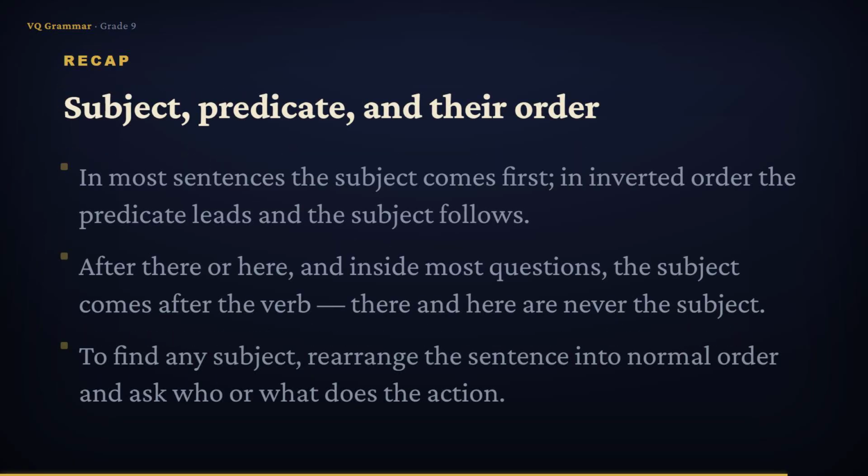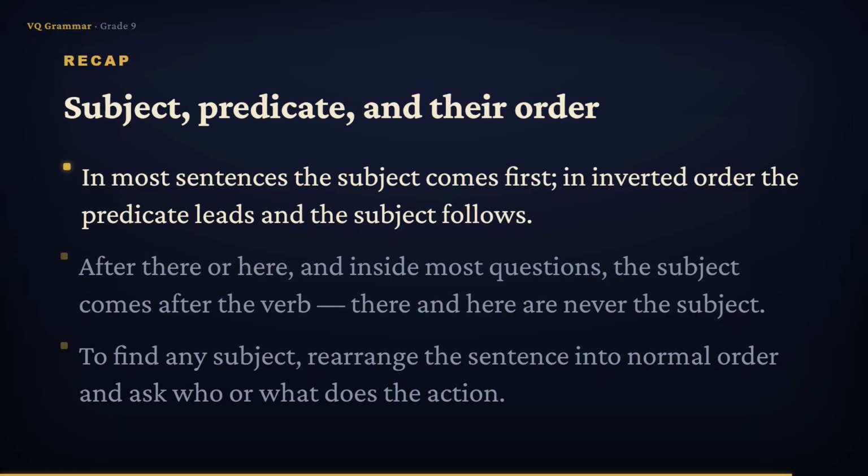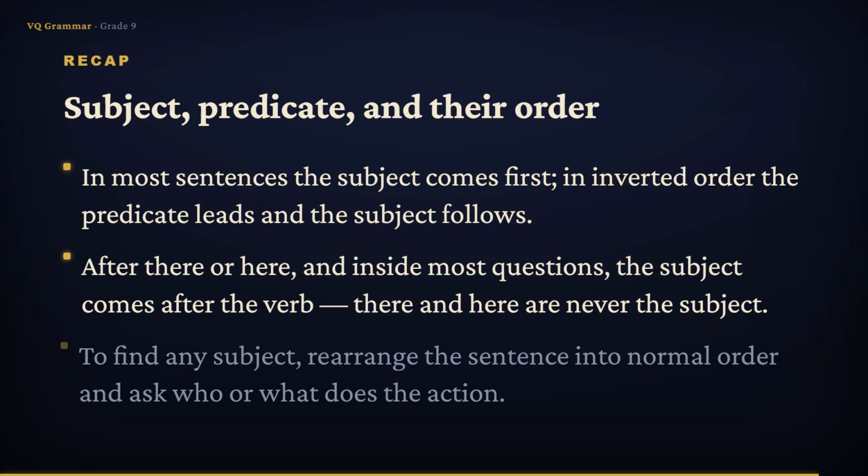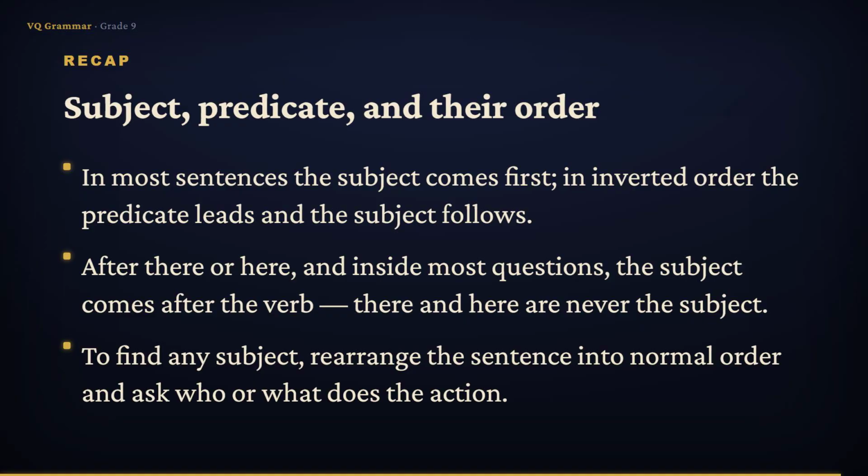Let's gather what we've learned. In most sentences, the subject comes first and the predicate follows. But writers can invert that order for variety or emphasis, putting the predicate first and the subject after it. Sentences that begin with there or here, and most questions, also place the subject after the verb. And remember, there and here are never the subject. Whenever the order throws you, do one simple thing. Rearrange the sentence into normal order and ask who or what does the action. That answer is your subject.